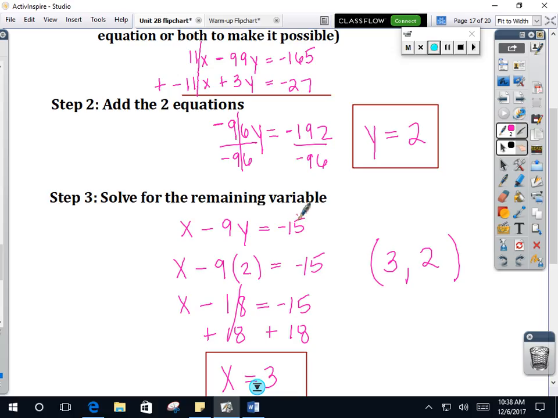Okay, now flip over to the back of your note sheet and we're going to do example 2.